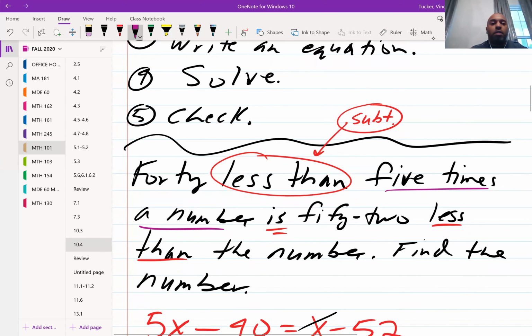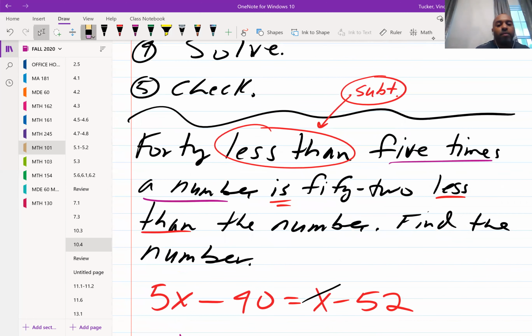So if we look at the setup, 5x minus 40 is equal to x minus 52. On this left side, 5x minus 40, that is 40 less than 5 times the number. So you have to subtract 40 from that 5 times the number. And then we have 52 less than the number. So you see how we have x minus 52. Make sure we're okay with that before we move forward.